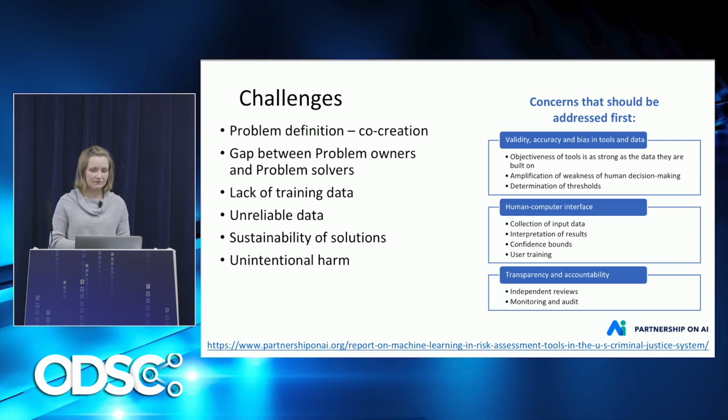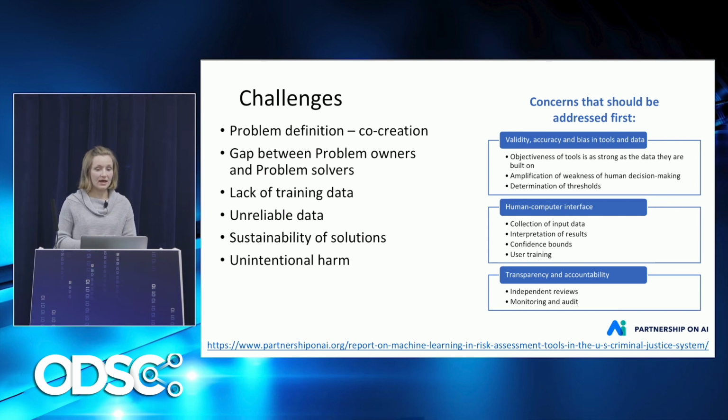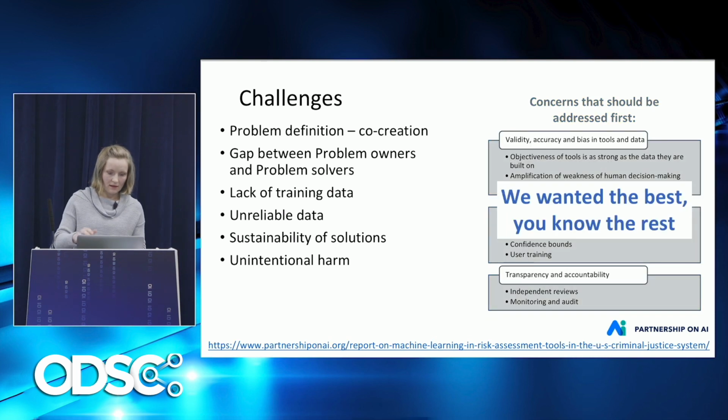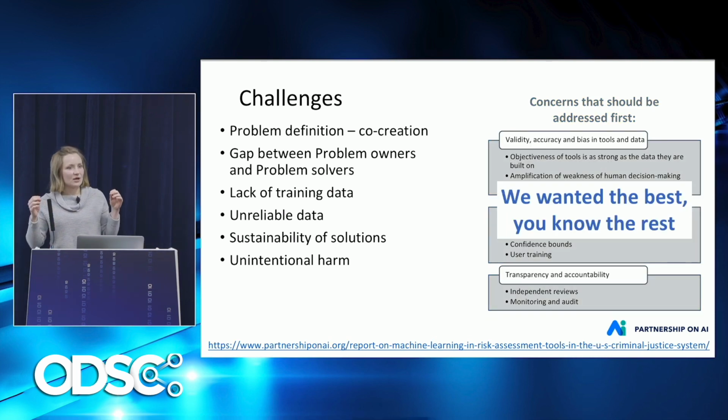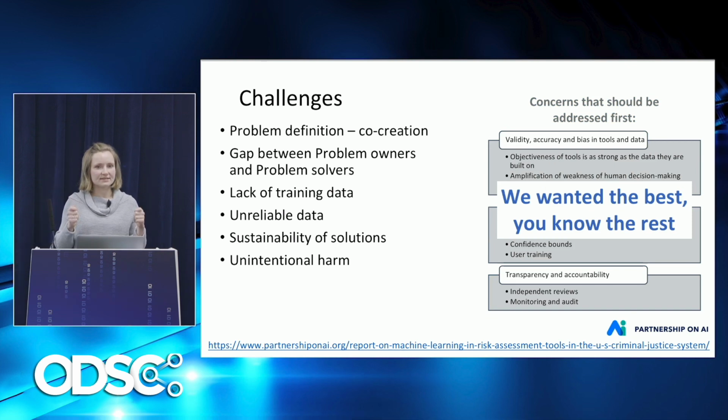And the final issue is transparency and accountability. So as I mentioned, these decisions should be transparent, they should have monitoring and auditing, and they should have independent reviews. Just because we are trying to address quite important issues, we need to be sure not to cause unintentional harm. We need to double check everything so that nothing will go wrong.